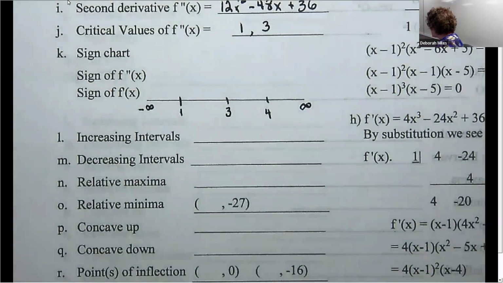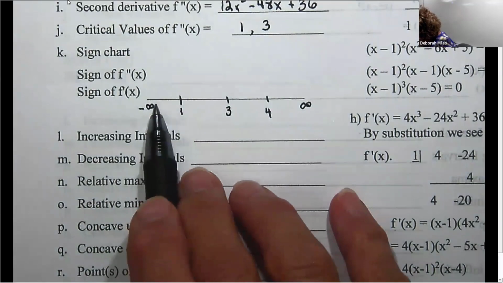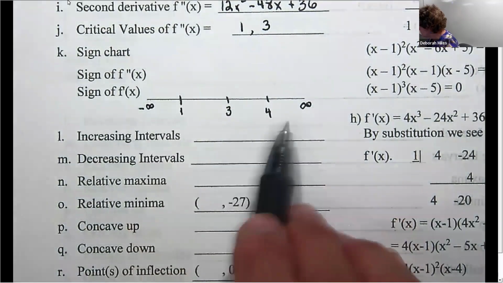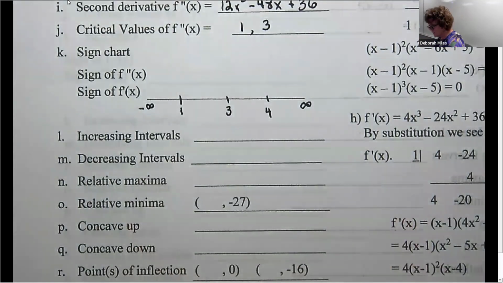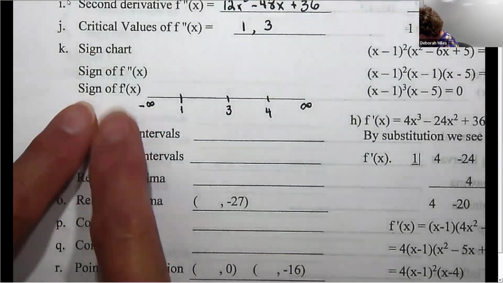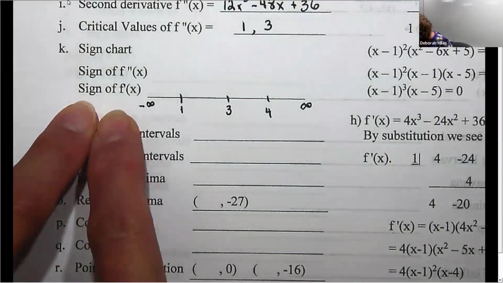And I need the sign of the derivative in each of those intervals. How many test points do I need? 1 here, 2, 3, just 4. 1, 2, 3, 4 intervals. Okay. So I'm going to get the signs of my first derivative first, and my first derivative in factored form.